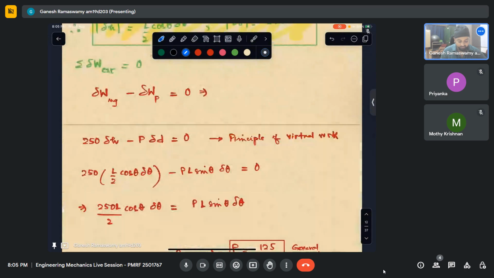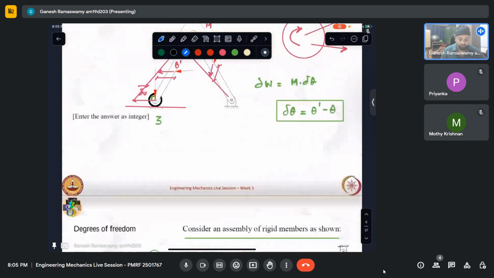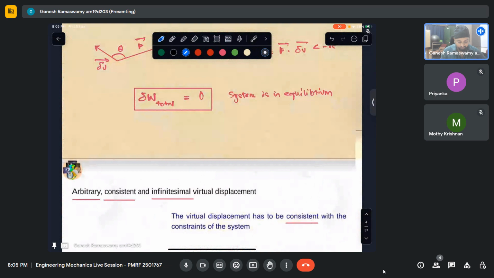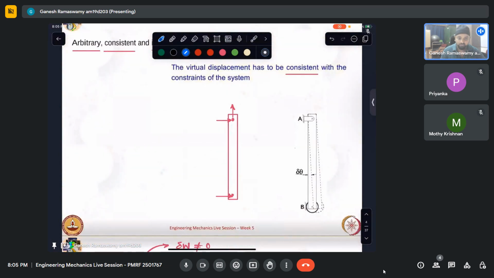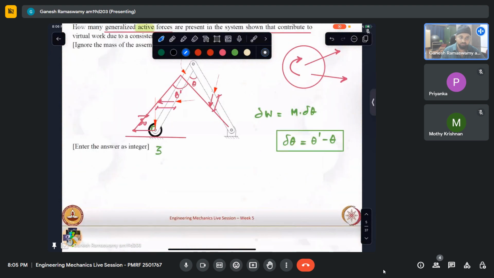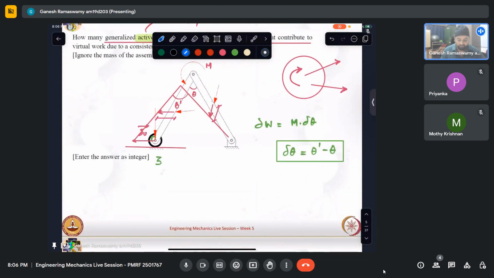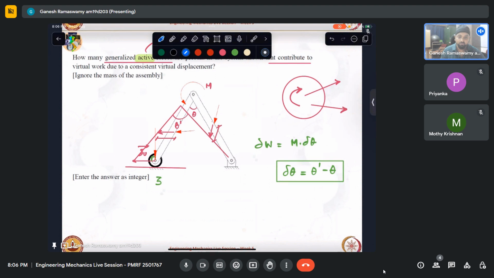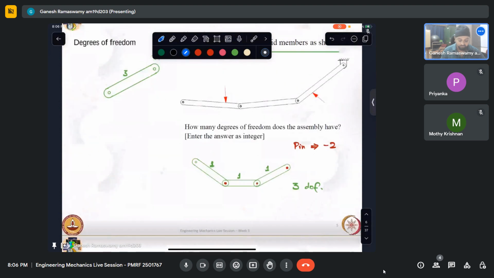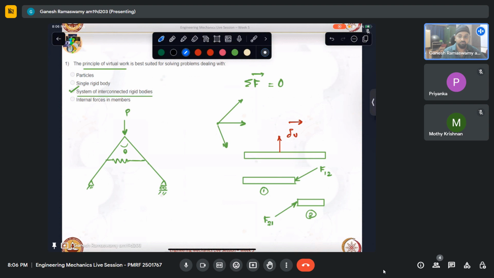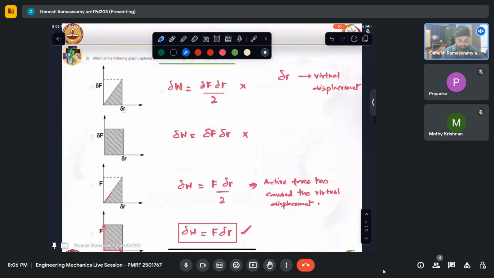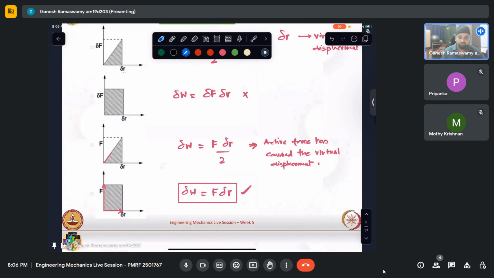So today we saw how to go about applying the principle of virtual work. What is a generalized force system? What are consistent virtual displacements? And then we saw how to define active forces. We saw how to get degrees of freedom for a system. All this we combined and then we found that this is beneficial to solve problems for interconnected rigid bodies using the principle of virtual work. We understood how to write the principle of virtual work when there are springs or other things involved.